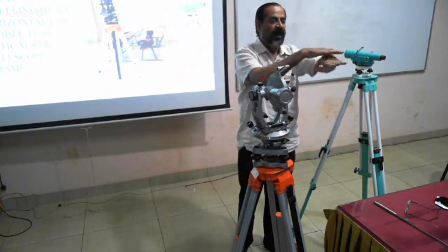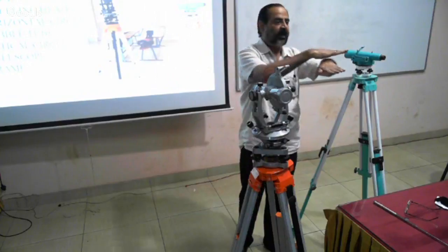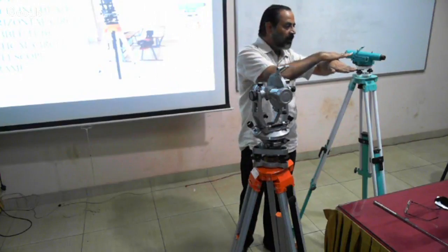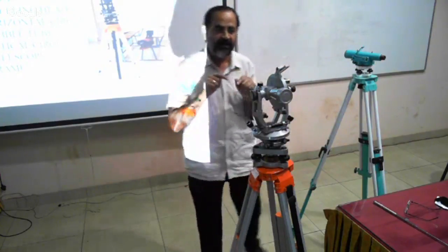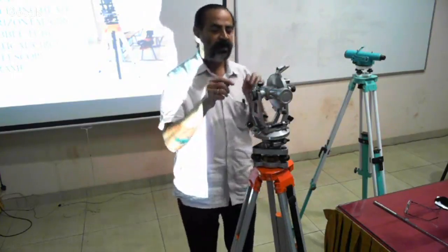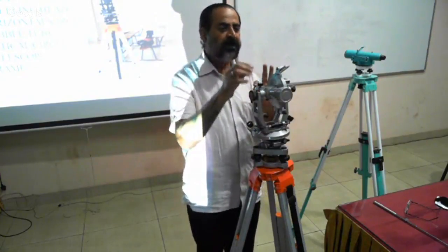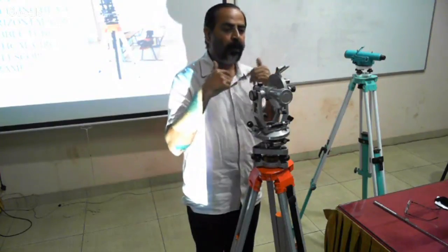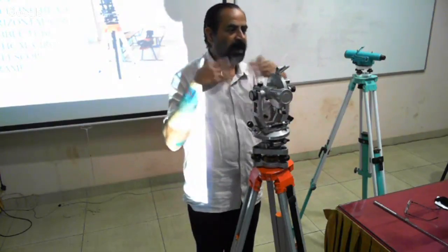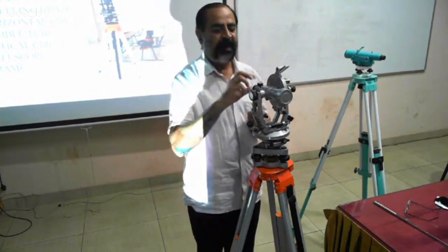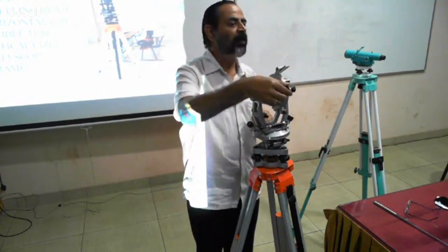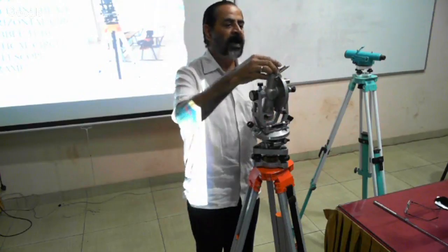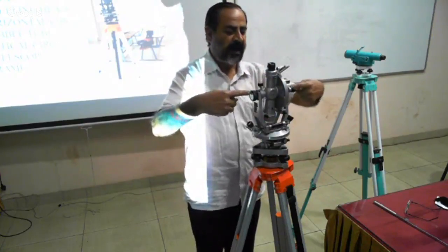The line of sight will always be in the horizontal plane, isn't it? Okay, horizontal plane. Whereas in this case, the telescope can be revolved, rotated both in the X plane and also in the Y plane, isn't it? See, now this is how we can do it. Now this is the horizontal axis.